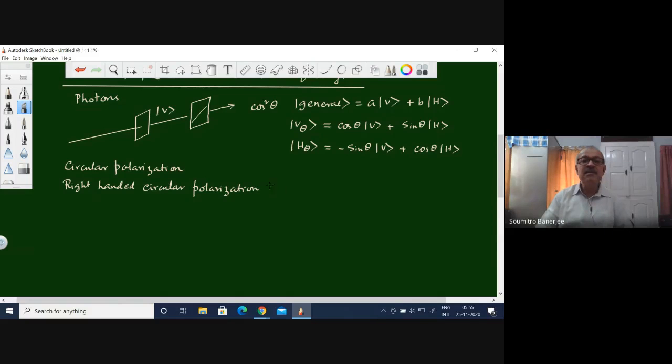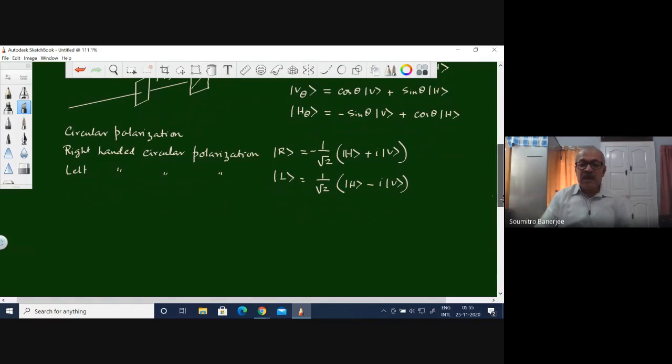circular polarization, I can write it this way, will have a 1 by root 2. There will be a minus here. It is horizontal plus i vertical, and the left-handed L is 1 by root 2. The 1 by root 2 is needed for normalization. It is just H minus i V.